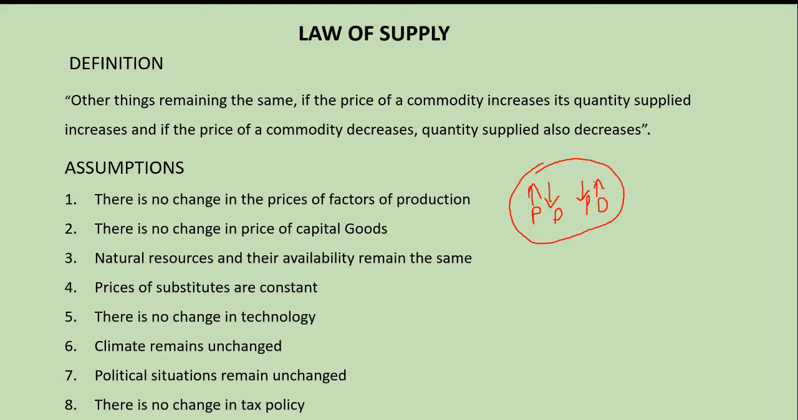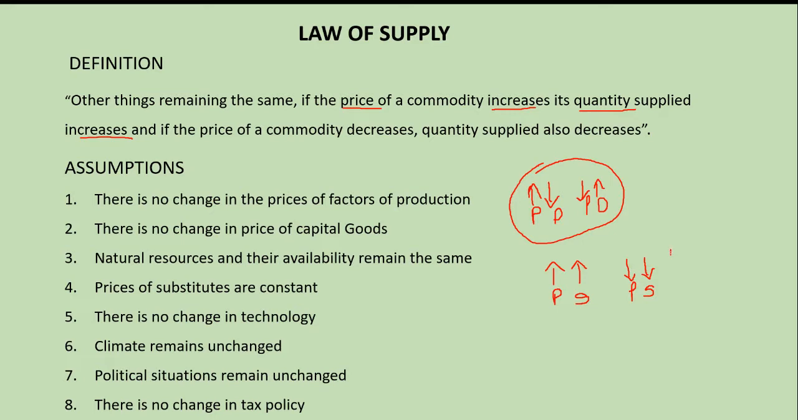So this relationship is called an inverse relationship, between price and demand. Here, if the price increases, the quantity supplied increases. So what do you understand here? If the price increases, the supply, the quantity supplied also increases. If the price falls, the quantity supplied also falls.